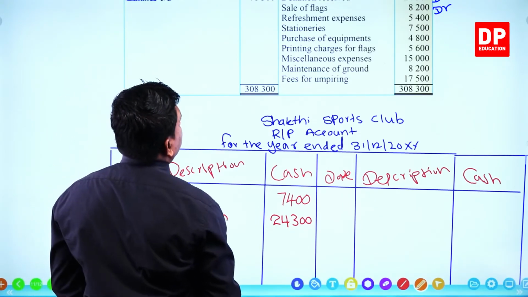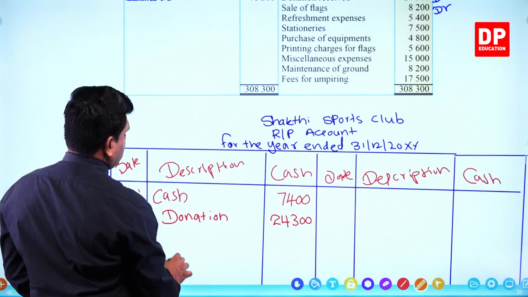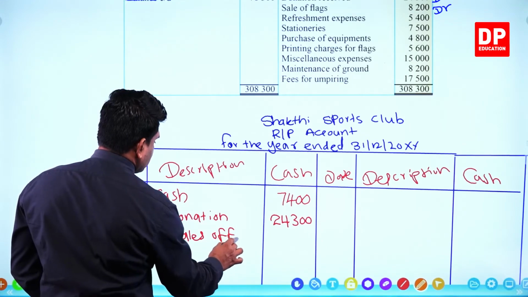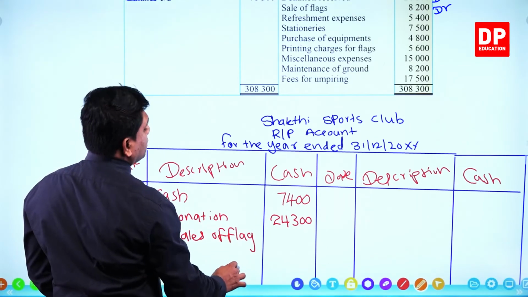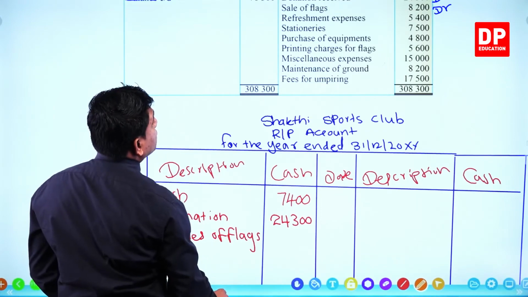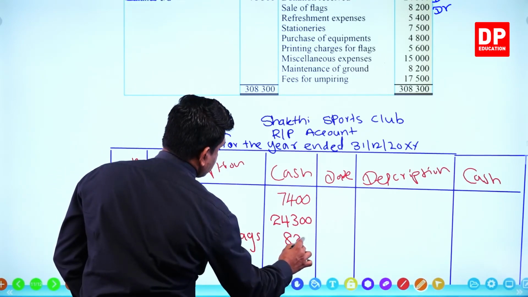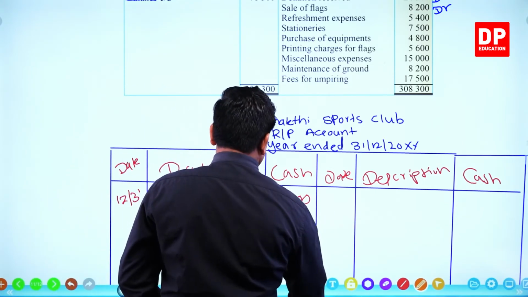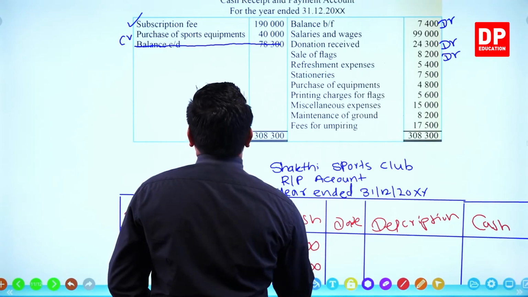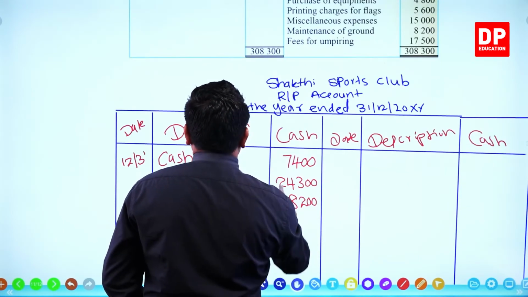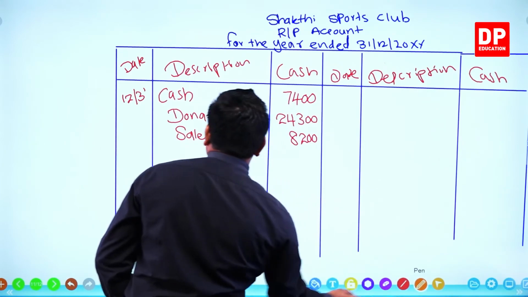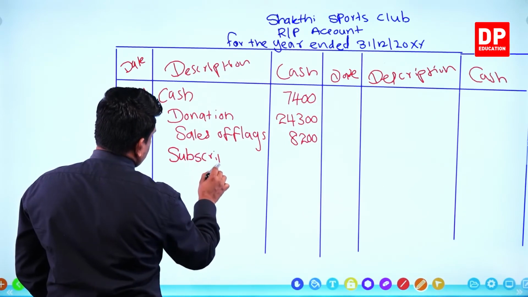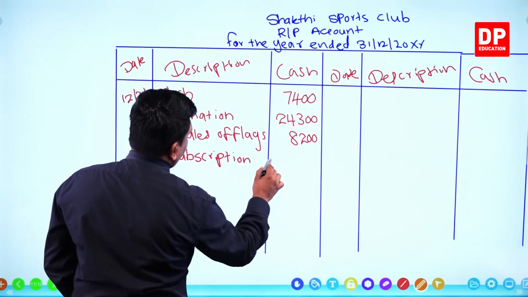Then sales of flags. Sales of flags. How much? Flags. 8,200. Okay. Then other details you see. Subscription fee 190,000. Subscription 190,000.